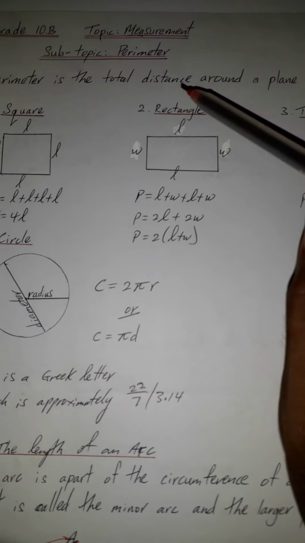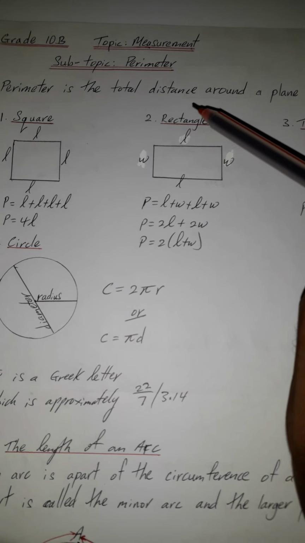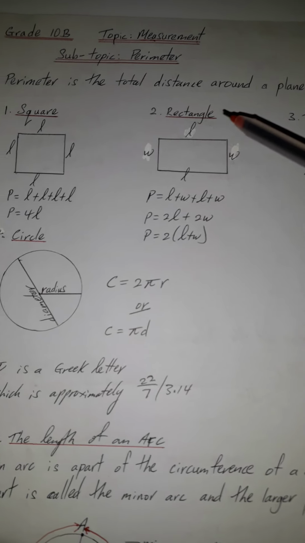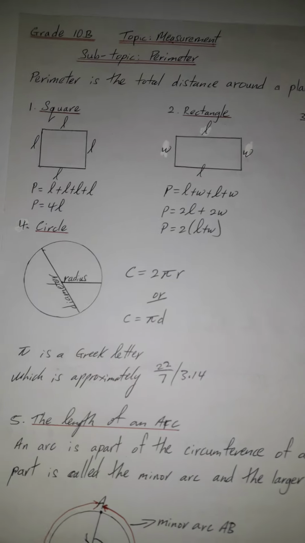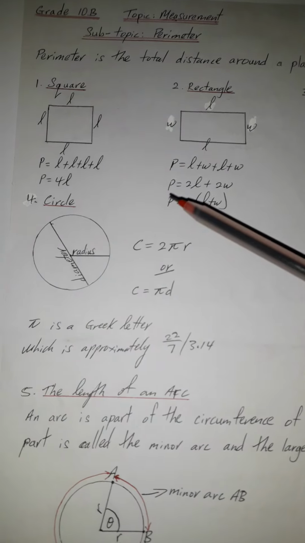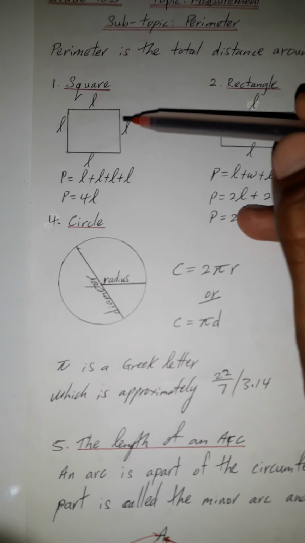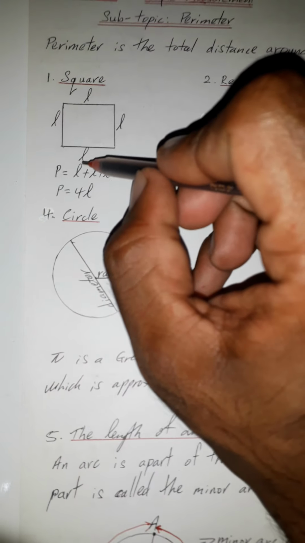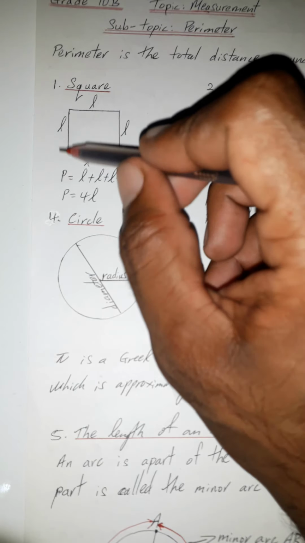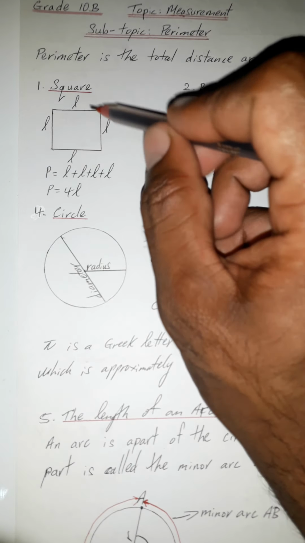All you need to do is add the total distance. Total distance means we need to add up everything around a plane figure or shape. Good. So here I have some common shapes. Square. Well, we know with a square all four sides are equal. So here's the length. All four sides will be the length.